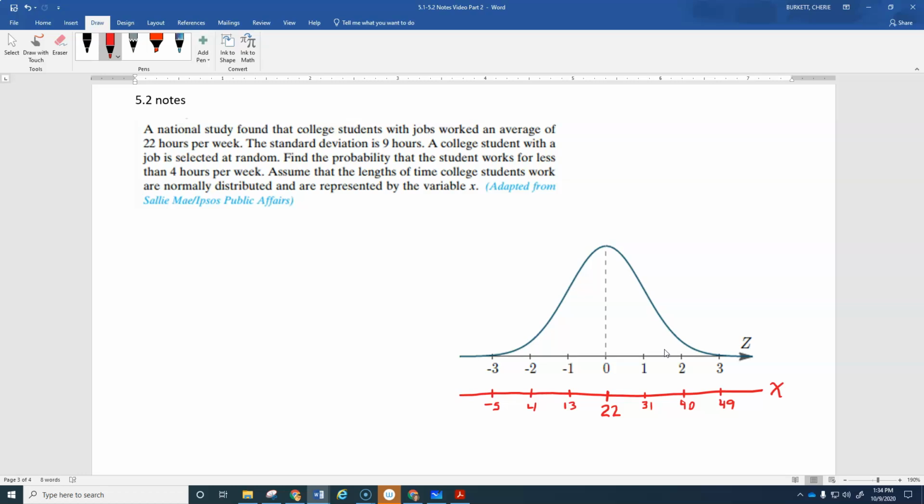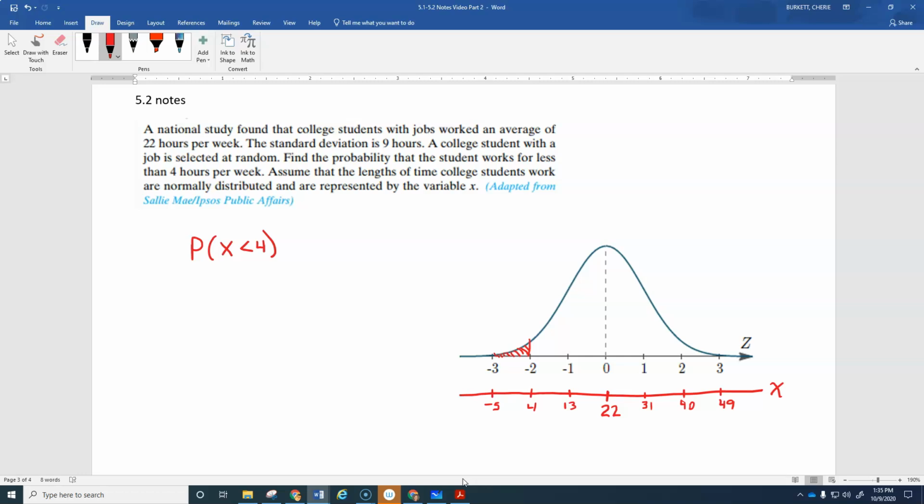It's going to say a college student with a job is selected at random. Find the probability that that college student works less than 4 hours a week. So here's what we're finding: the x value is less than 4 hours a week. This is what they want right here. They want this shaded area. You can't go look up 4 on the Z table because that's an X value, not a Z value.